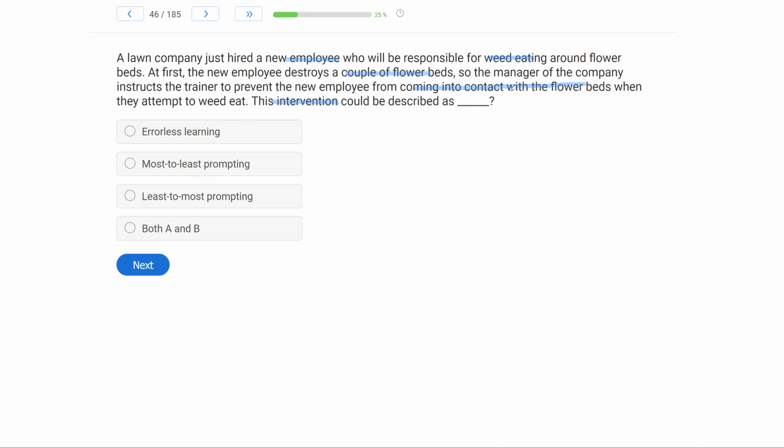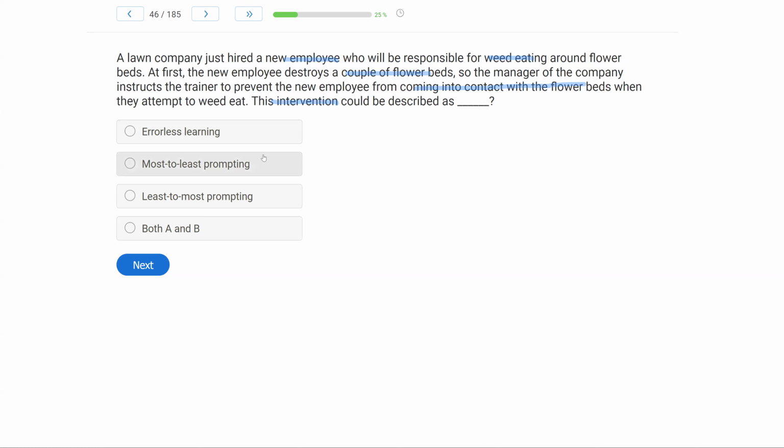Now, without even going to the answer choices, what is the trainer doing? Well, he's preventing the new hire from making errors. This is essentially errorless learning or errorless teaching. When we prevent errors from occurring, that is errorless teaching or errorless learning. So if we look at A, yes, this intervention could be errorless learning. The trainer is not allowing errors to happen.